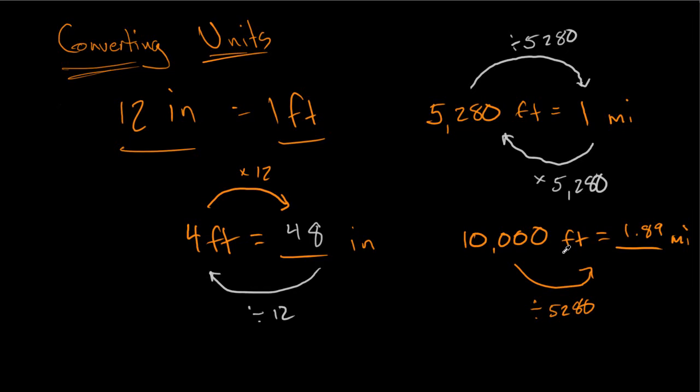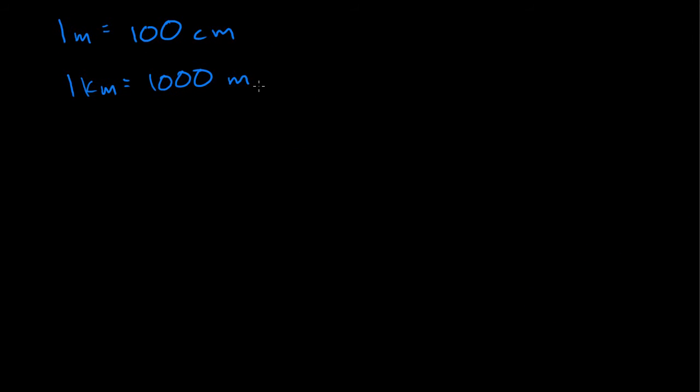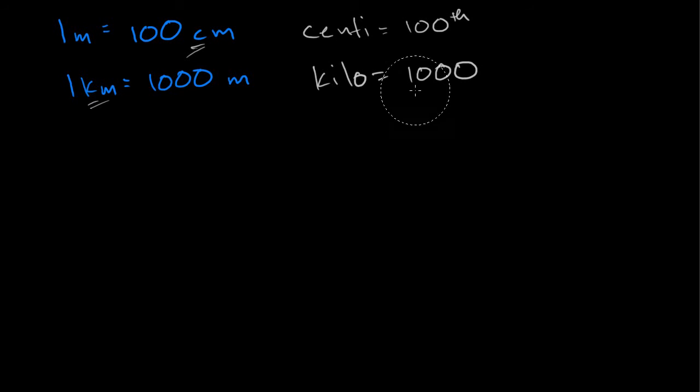Let's look at some other units. In order to convert between meters and centimeters, it's helpful to understand some common metric prefixes. Centi stands for 1/100th. 1/100th of something is a centi. Kilo in kilometers means 1,000. So a kilometer is 1,000 meters, and a centimeter is 1/100th of a meter.